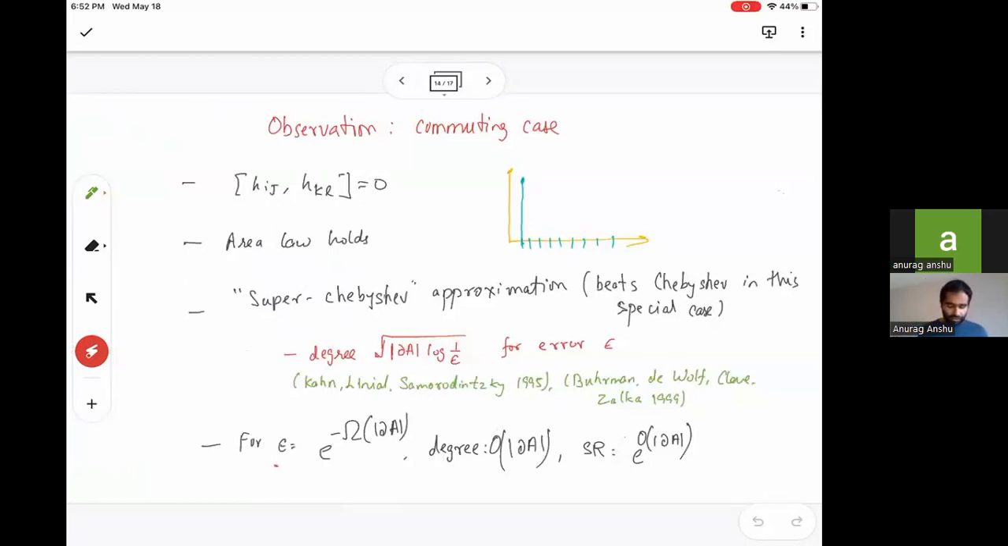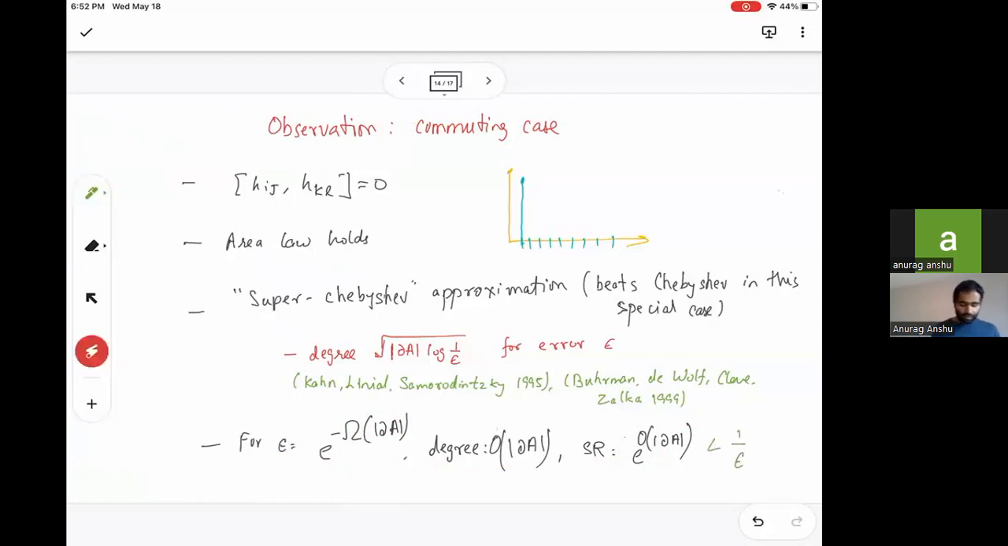And if we choose the error to be small enough, that's e to the minus roughly the boundary length up to a big constant here, then the square root takes care of the big constant, makes it a square root, and the degree becomes something of this form. The Schmidt rank is of this form, and choosing epsilon small enough, we can get the Schmidt rank to be roughly this, which becomes much smaller than 1 over epsilon.